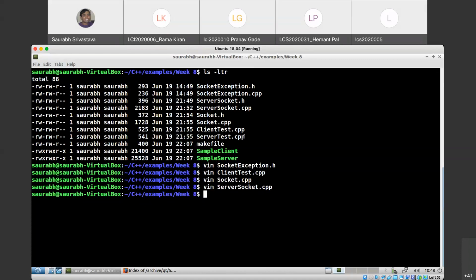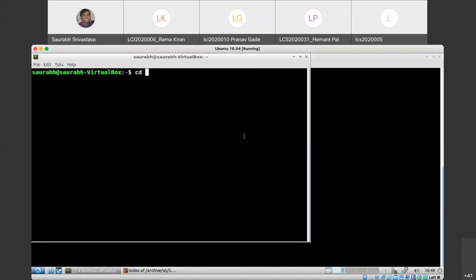But what I wanted to show you, what you should understand, is that whenever you are writing networking code, the server has to be started first. There will be at least two applications, by the way, the server and the client. So here I'm going to show you these two applications.